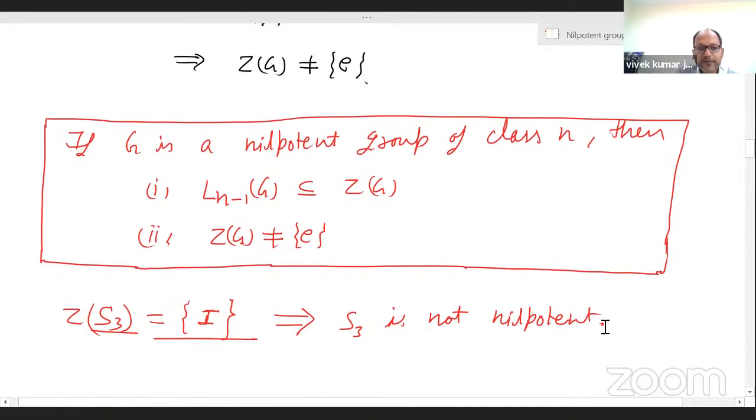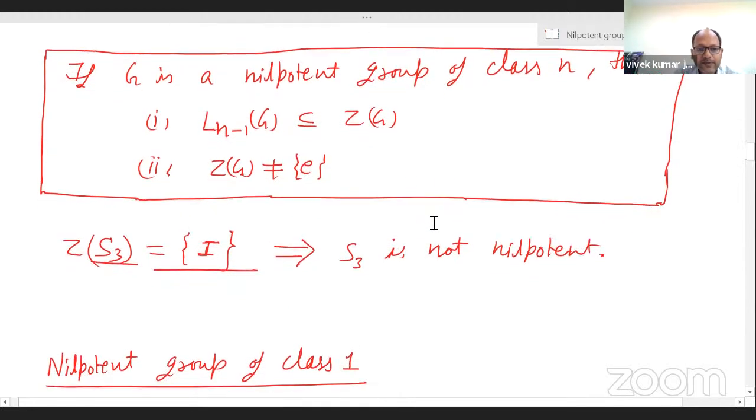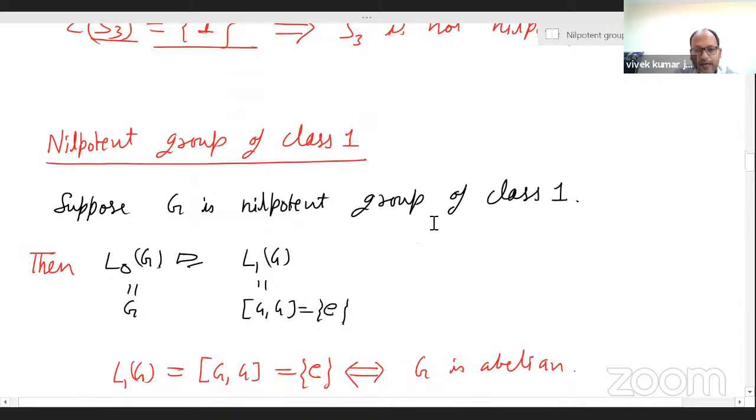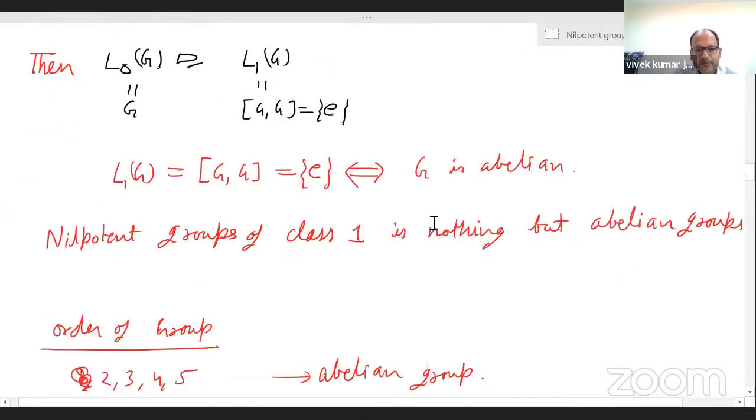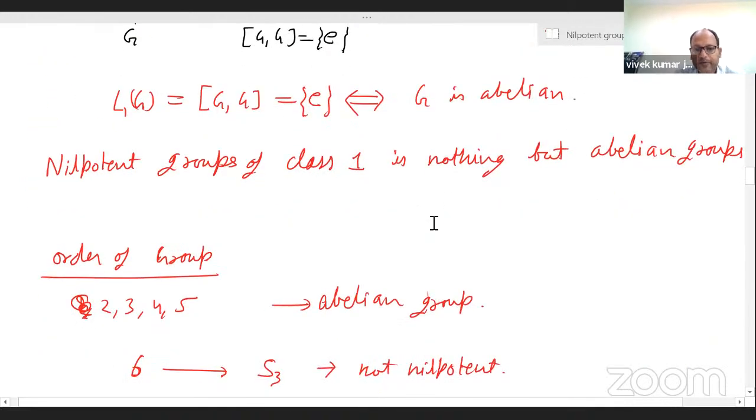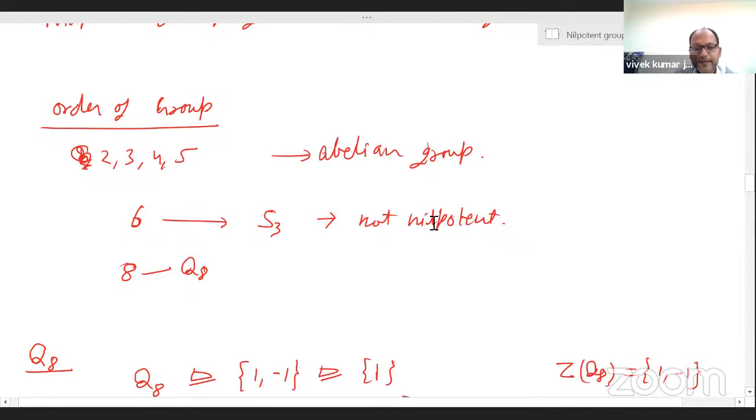And one more thing which we have proved in the last lecture is if G is a nilpotent group of class n, then L_{n-1}(G) will always be contained in the center of G. So the center of G is non-trivial. And a nilpotent group of class 1 means an abelian group, except the trivial group. The trivial group is regarded as a nilpotent group of class 0.